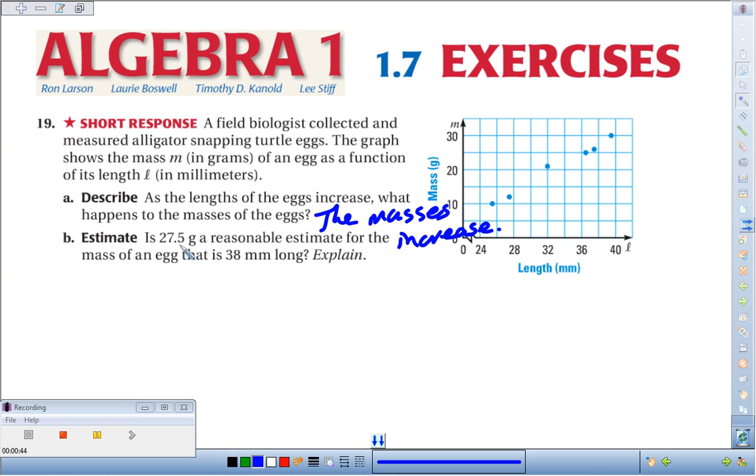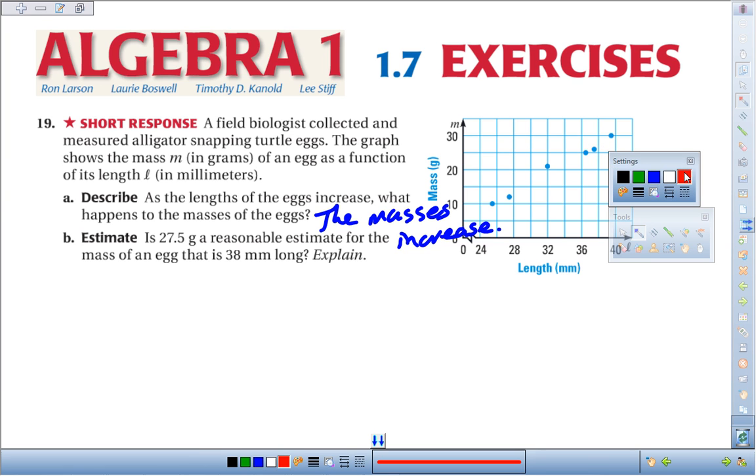Estimate, is 27.5 grams a reasonable estimate for the mass of an egg that's 38 millimeters long? Let's look on our graph. Here's 32, 34, 36, 38. You know, we'd expect it to be somewhere in this neighborhood. Now 38, I'm going to put a red dot where we think it should be, somewhere in this neighborhood, if it follows the linear trend. But 27.5, let's see, is that reasonable?